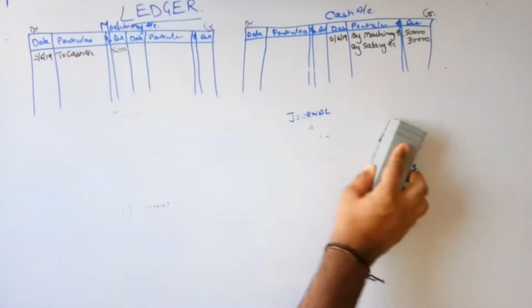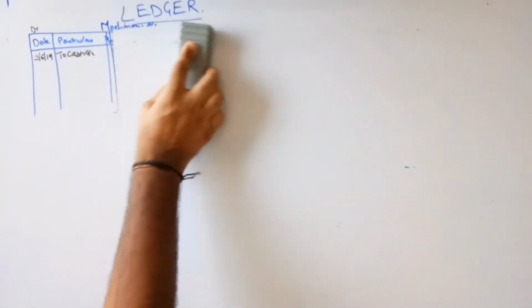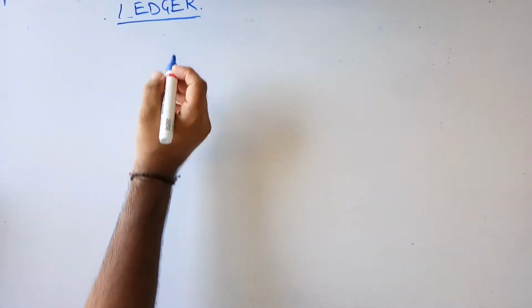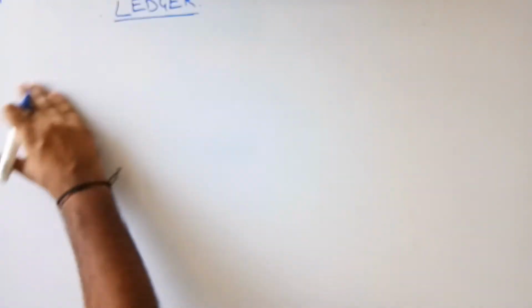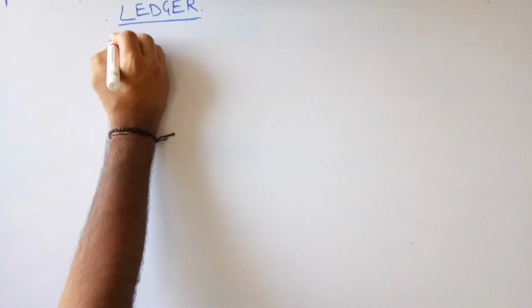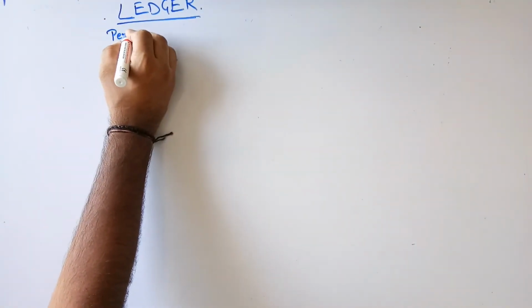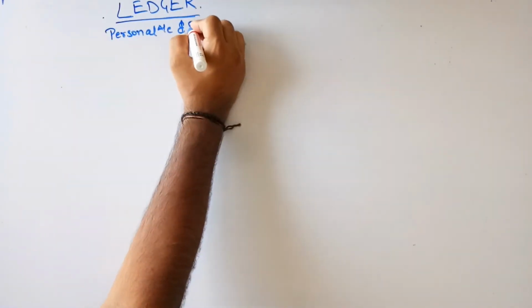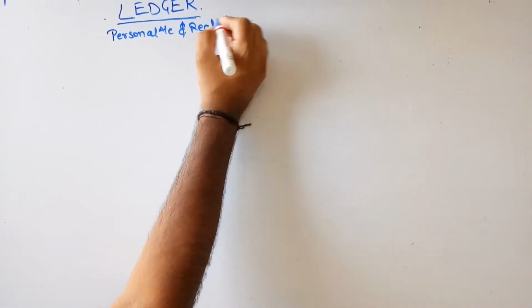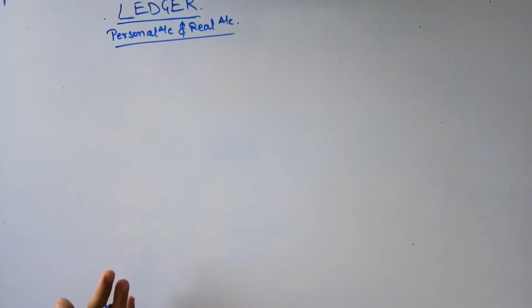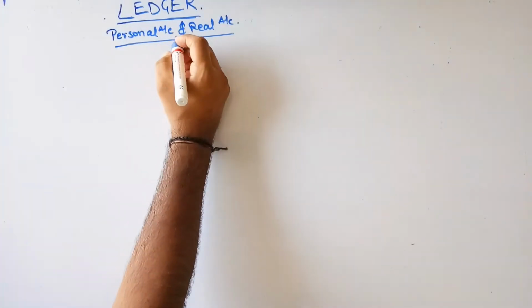I'll just erase them. I'll make a proper account now because I need to explain properly. What exactly is balancing of account? First I will take up any cash account or machinery. We will first start with our personal accounts and real accounts. I'll first teach you how to balance any personal or real account. Okay guys, let's say I have a machinery account.